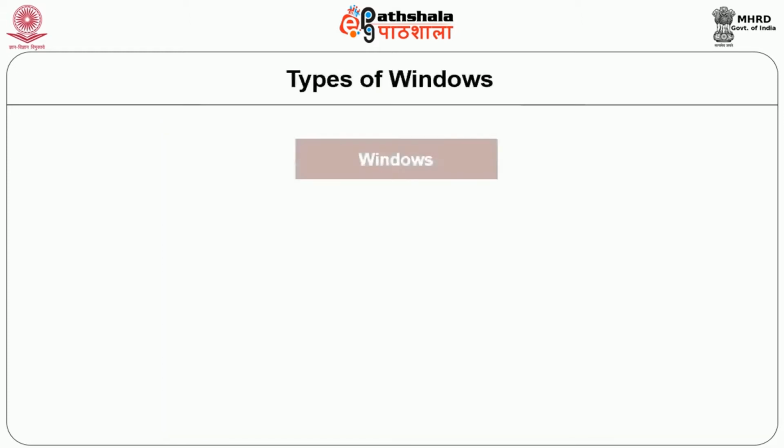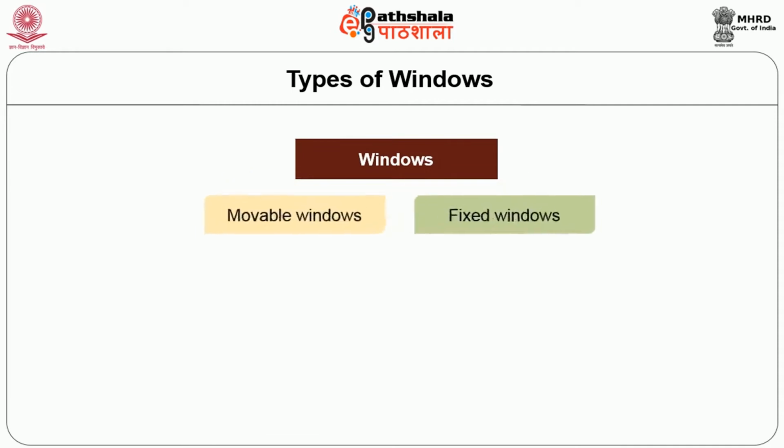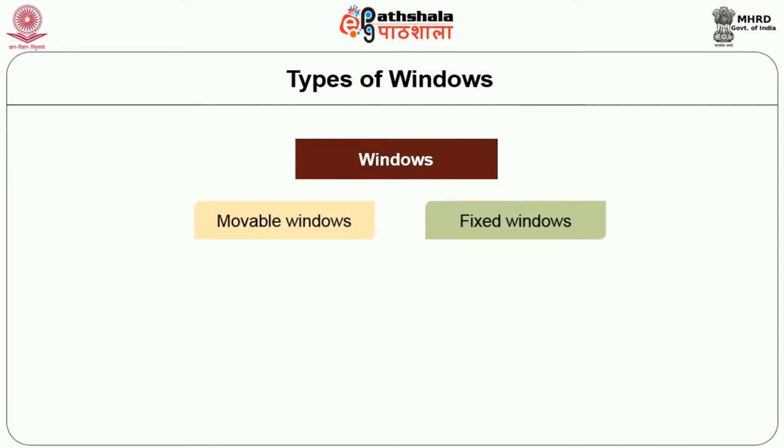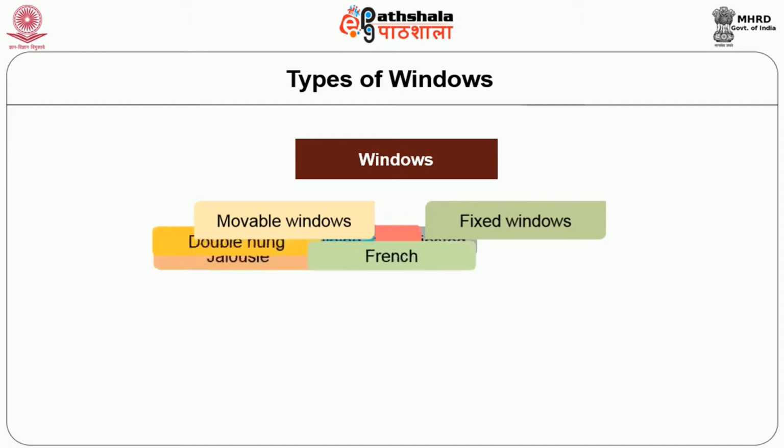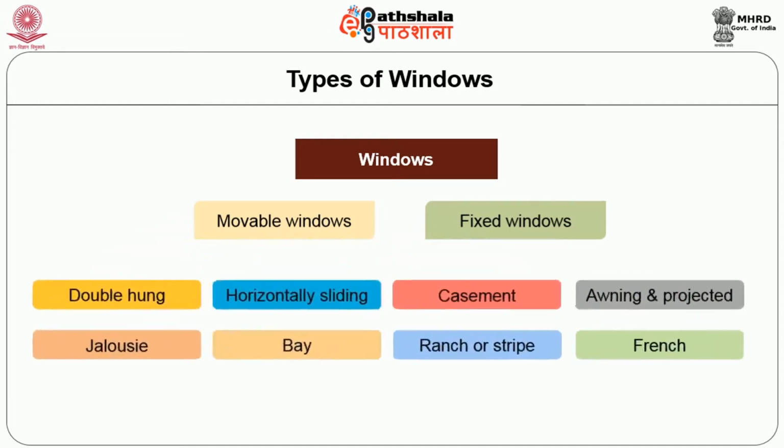Based on the operations and materials used, windows are grouped into two types, namely movable and fixed windows. What are movable windows? Movable windows, as the name goes, can be moved, opened or closed. They are more familiar and versatile, as they provide light, view, and control of climatic conditions. Major types of movable windows are double hung windows, horizontally sliding windows, casement windows, awning and projected windows, jalousie windows, bay windows, ranch or strip windows, and French windows.